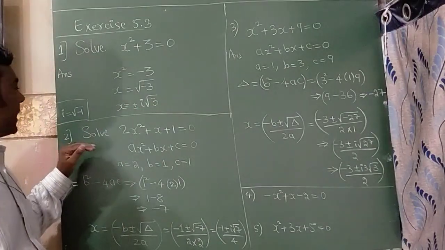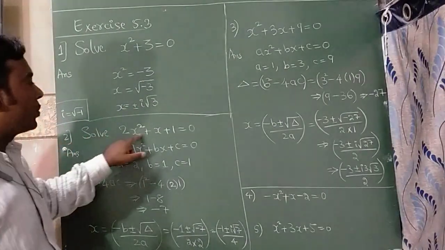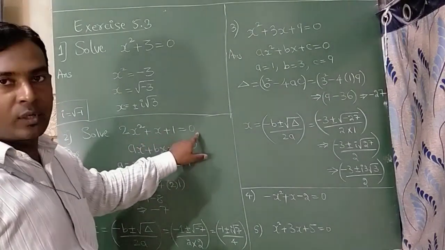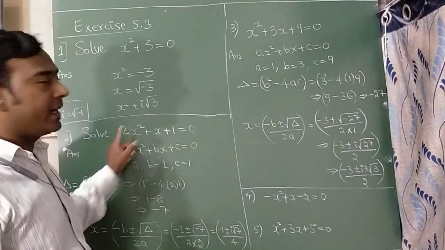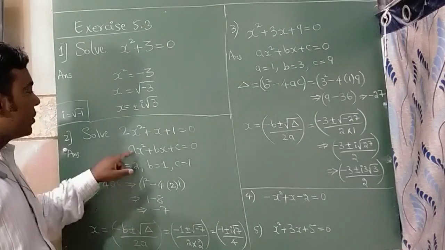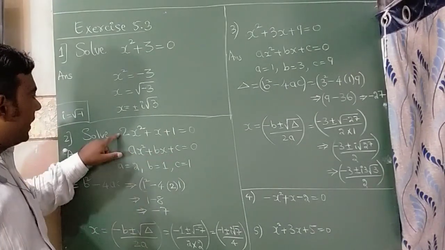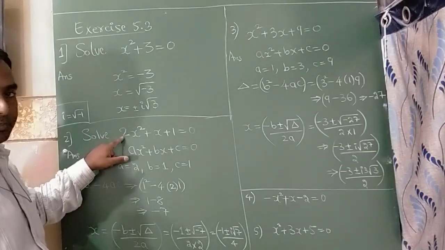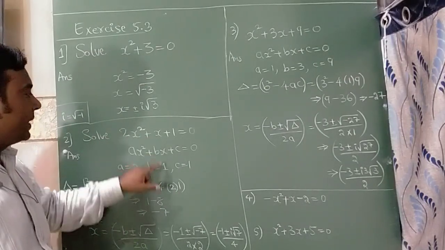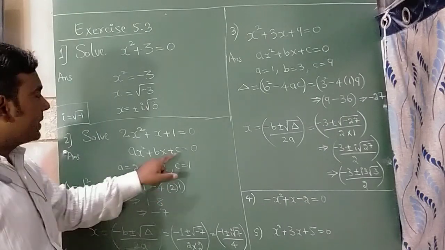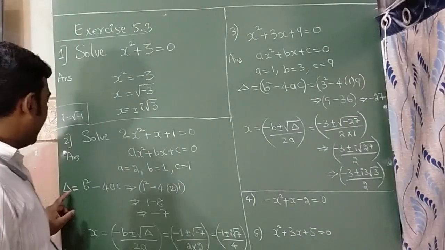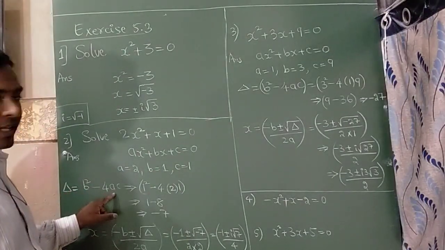So let's move on to the second question. Solve 2x square plus x plus 1 is equal to 0. Now this is in the quadratic equation form. So it is ax square plus bx plus c. Now a value is 2, the coefficient. B value there is nothing, so it is considered as a 1. C is 1 here. So delta is equal to b square minus 4ac.